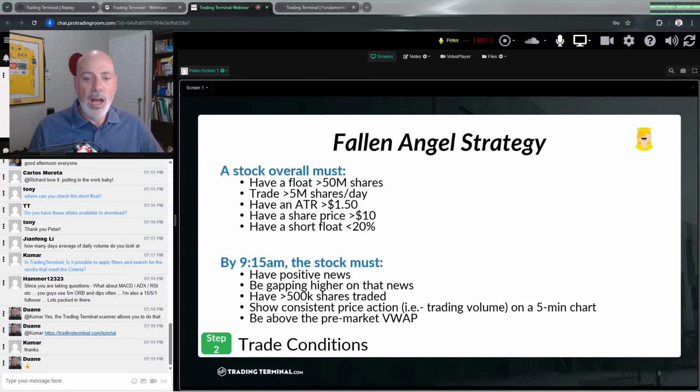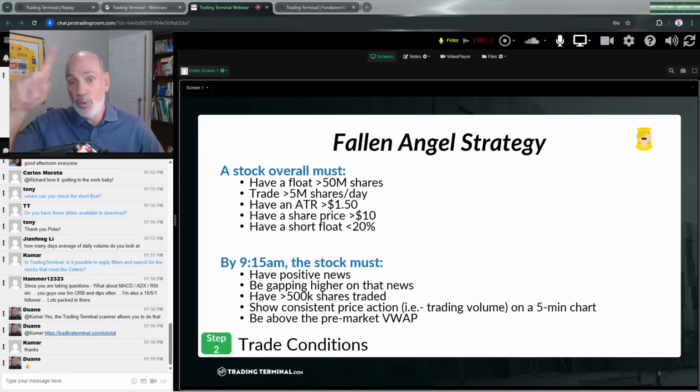Last but not least, I want the price to be above the pre-market VWAP. I say that because VWAP traditionally is a measure used only after the market open. However, nowadays, people use it all sorts of times, intraday, in different scenarios, and of course pre-market. So the VWAP will be available on any platform that you're using. You can see it pre-market, and it's usually good for the Fallen Angel that it's above the VWAP.